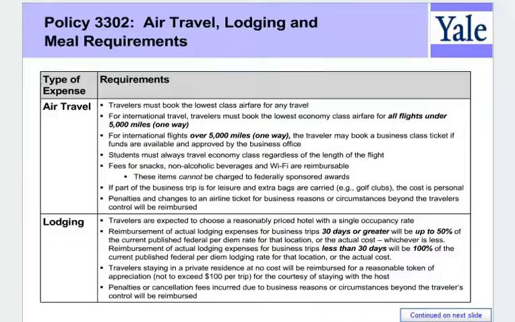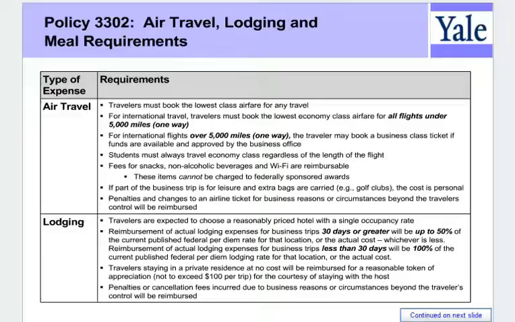Regarding air travel, any international flight less than 5,000 miles one way must be booked in economy class with the lowest fare. For international flights over 5,000 miles one way, the traveler may book a business class ticket if funds are available and approved by the business office.